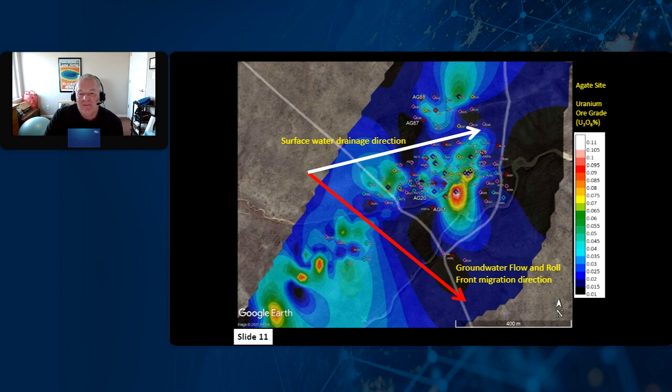One of my big mistakes when I first started doing this work is I thought the roll front could be mapped on a map in a linear trend easily, but it really tends to fall out as these sort of blobs, essentially. I don't know what more technical term I could use, but it's very disseminated along a general roll front trend.